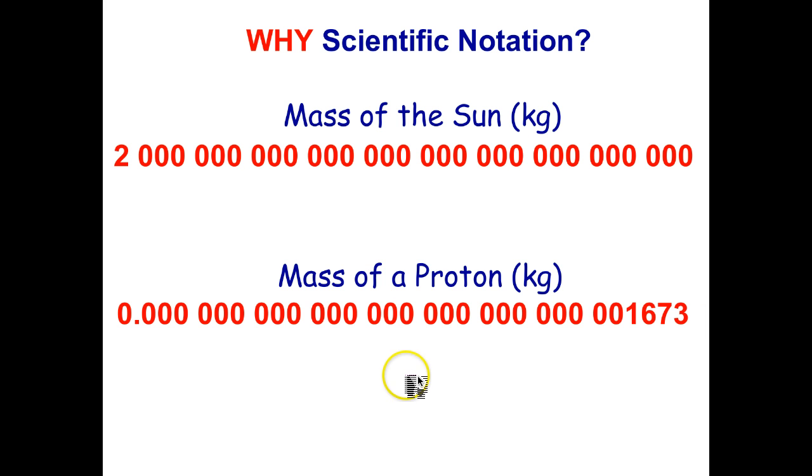Similarly, looking at really small numbers, that's the mass of a proton in kilograms, and I'm not even going to try to say what that number is in words. So we can use indices, index notation, to write these numbers in a much easier to understand method.